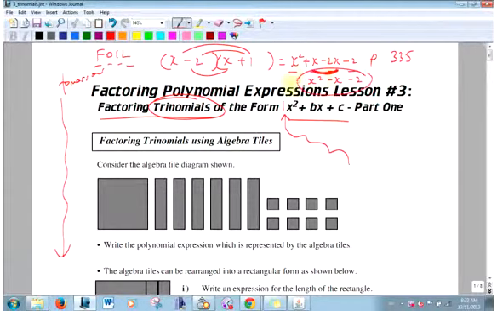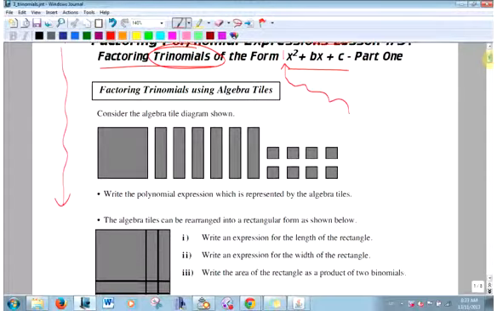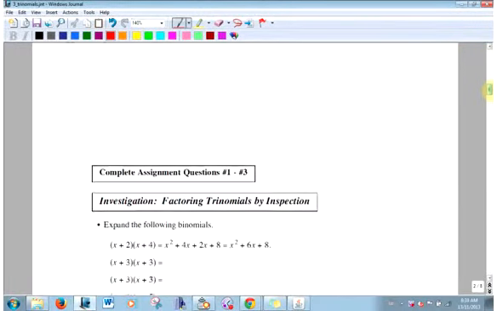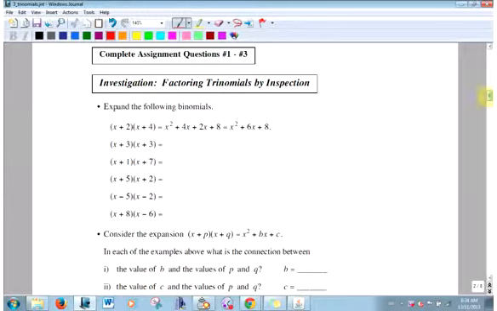How do we get from here to here? It's always going to be 2 binomials. Okay, that's what we're going to do. So skip over algebra tiles. We're going to go right to the investigation. So first, a little bit of practice.